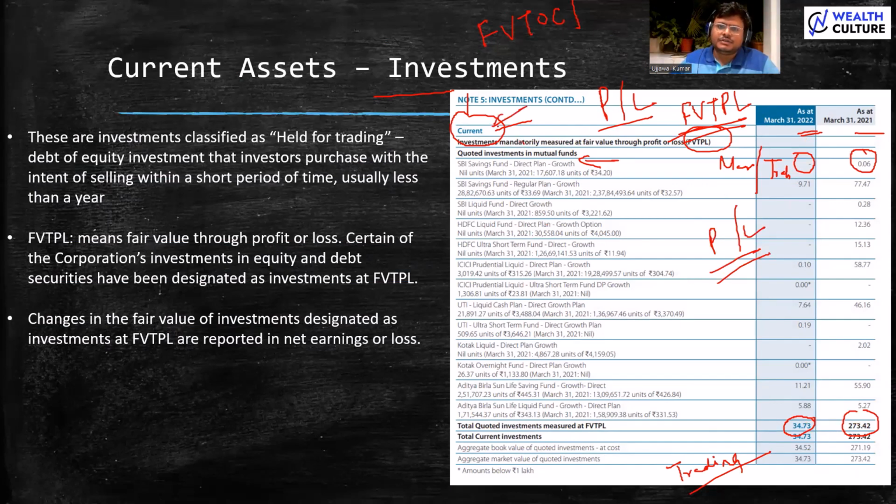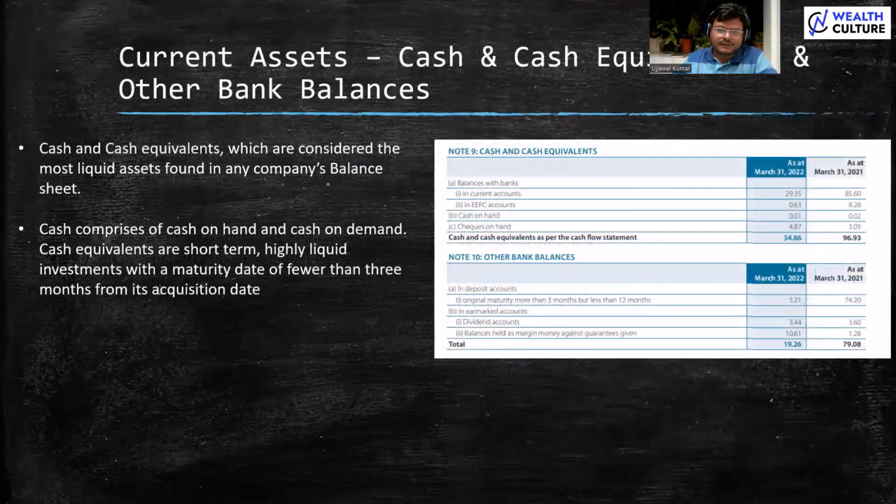And these are current investments. So anything that you invest in mutual funds, or in equities with the intention of selling those equities, all of that, the accounting treatment will be fair value through P&L. Okay. So that's your treatment of current investments.